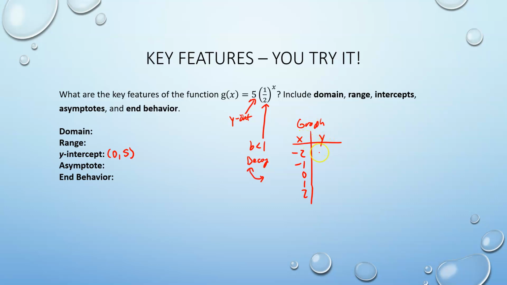So when I plugged in -2, I got 20 this time. -1, I got 10, 0, 5, 1, 2.5, and 2, 1.25. So when I went to graph it, -2, we'll say 20 is way up here, -1, 10, 0, 5, 1, 2.5, and 2, 1.25. Okay, so when you graphed it, you should have seen this.